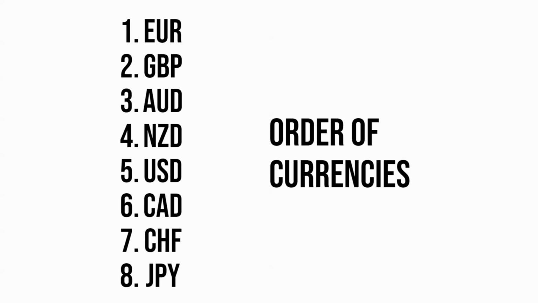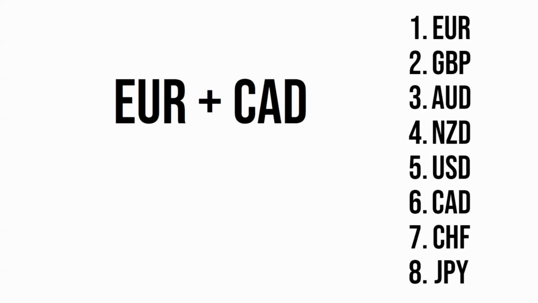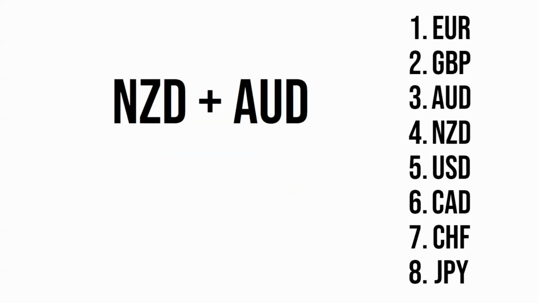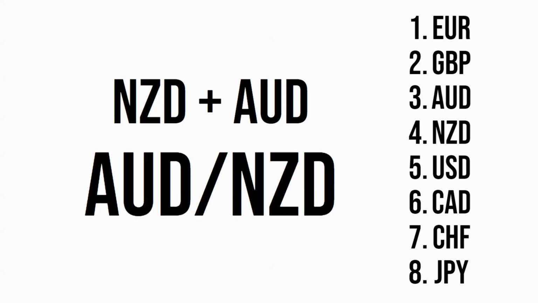So let's take a look at a couple of examples. To the right, we've got the list. Now we're looking to trade the euro plus the Canadian dollar, the euro CAD. We're going to see that the euro is number 1 on the list and the CAD is number 6. So the euro comes first and the CAD is second. And that's going to give us the pair, the euro CAD. In this example, we're looking at the New Zealand dollar and Australian dollar. But if we take a look at the list, we'll see that the Australian dollar is higher on the list than the New Zealand dollar. And with this being the case, the arrangement is going to be the Australian dollar, New Zealand dollar. The Australian dollar is first, the New Zealand dollar is second.